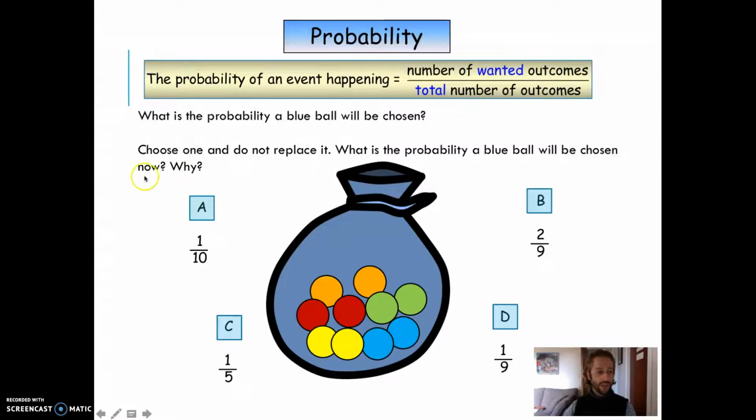So the next question then is, we choose one blue ball and do not replace it. What is the probability a blue ball will be chosen now, and why? So we now have one possible outcome, that is, there's only one blue ball left to choose, but we now only have 9 items to choose from because we've removed the ball. So the answer then would be D. There's a 1 in 9 chance.